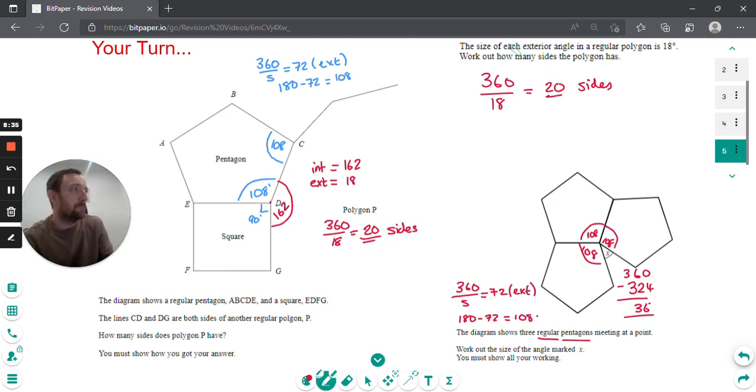Same on this one. What's the exterior angle? Okay, sorry, the size of the exterior is 18. How many sides does it have? So 360 divided by 18 is 20.